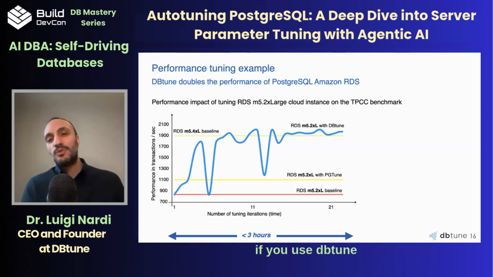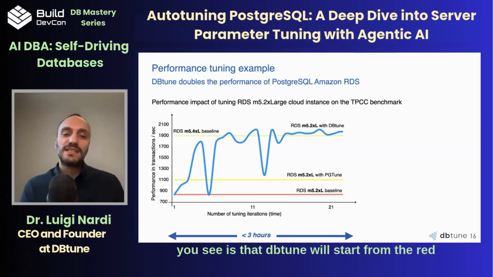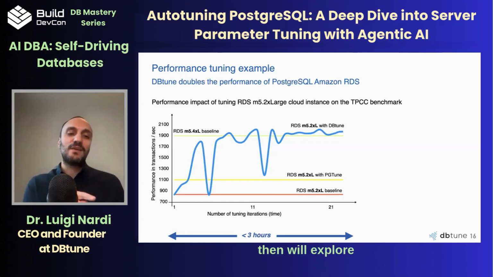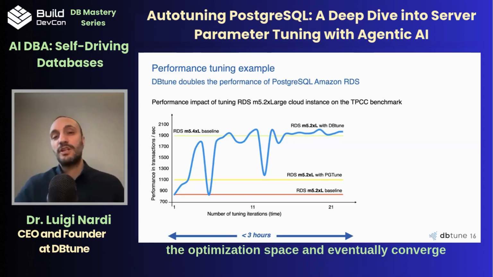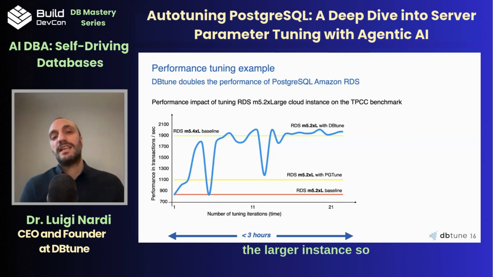If you use DBtune or an agentic AI approach to this problem on the small instance, the M5.2xlarge, what you see is that DBtune will start from the red, but then will explore the optimization space, and it will eventually converge into a performance which equates the larger instance.